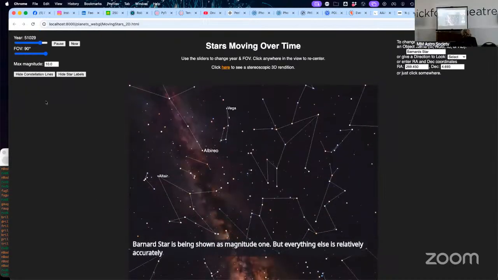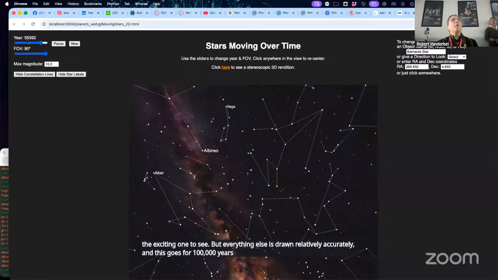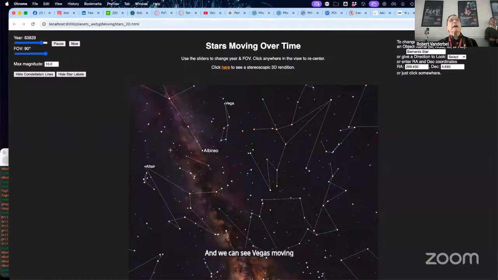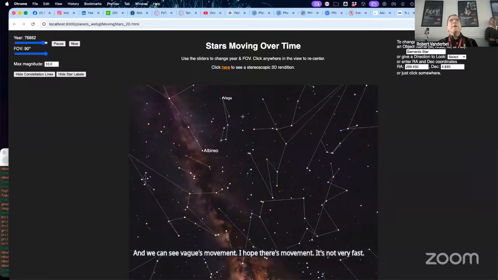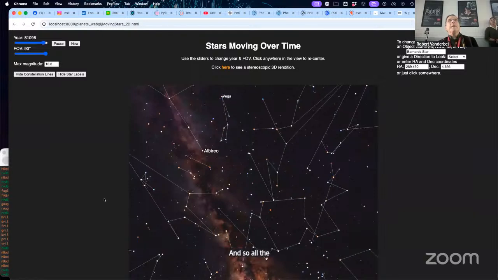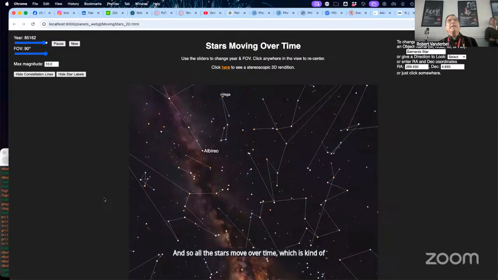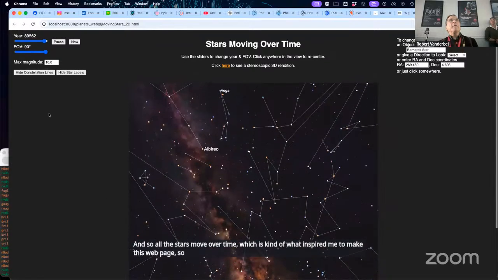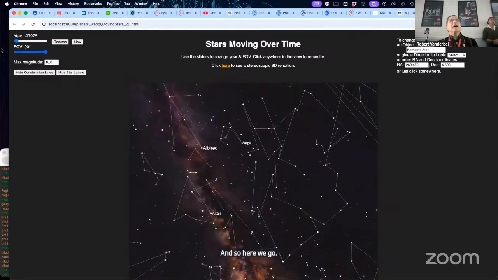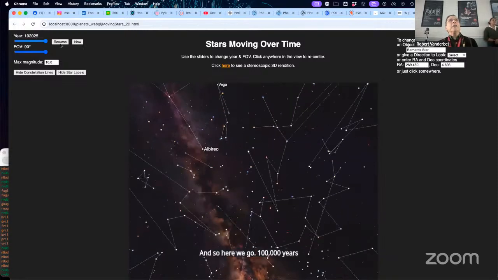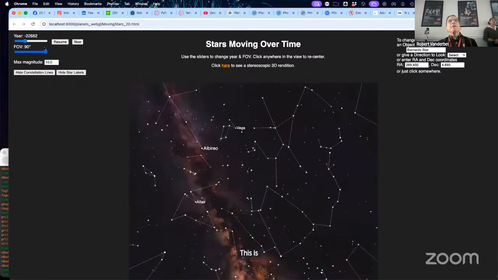And this goes for 100,000 years. We're 54,000 years in the future now. And we can see Vega's moving. Altair is moving. All these things are moving, but not very fast. Look at that one's moving. And so all the stars move over time, which is kind of what inspired me to make this web page so that we can play with it. And so I can play with it. Here we go. 100,000 years ago, 100,000 years in the future, this is how things will move over the course of 200,000 years.